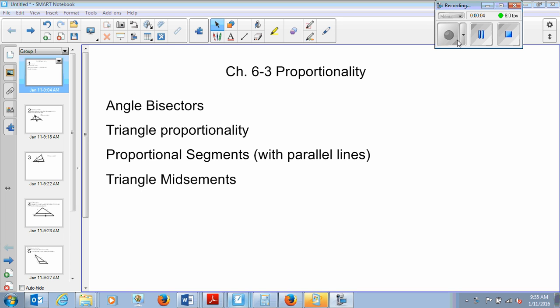Tipton. Today we are doing Chapter 6.3, Proportionality. In Chapter 6, we've been talking about triangles so far. Today that's going to hold pretty true. We're going to be dealing mostly with triangles. We're going to be talking about angle bisectors, triangle proportionality, proportional segments when we have parallel lines, and also triangle midsegments. I don't think that you guys should have too much trouble with this. Just pay attention, and we'll get through it hopefully rather quickly.